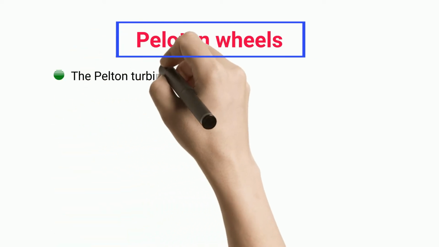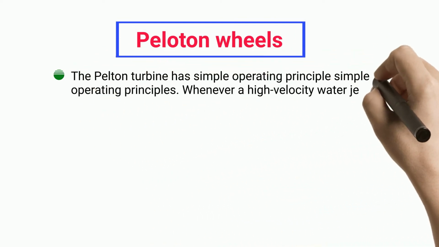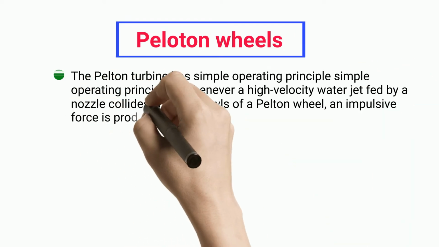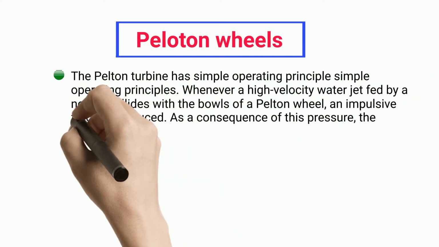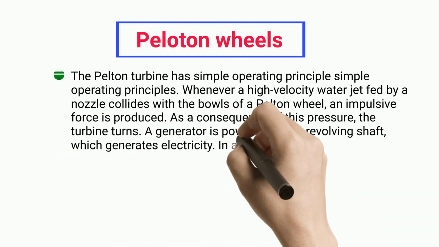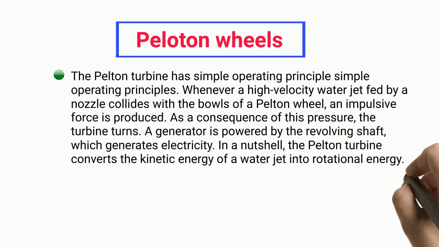Pelton wheels. The Pelton turbine has simple operating principles. Whenever a high-velocity water jet fed by a nozzle collides with the bowls of a Pelton wheel, an impulsive force is produced. As a consequence of this pressure, the turbine turns. A generator is powered by the revolving shaft, which generates electricity. In a nutshell, the Pelton turbine converts the kinetic energy of a water jet into rotational energy.